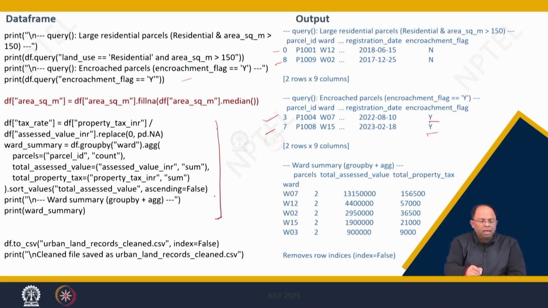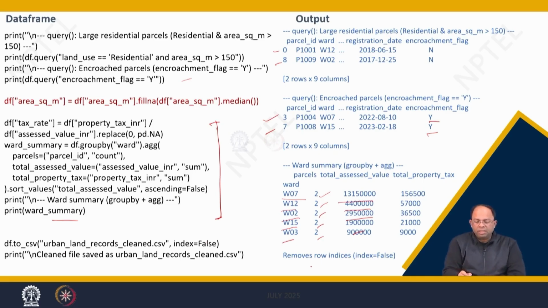And finally we come to the ward summary, that is the aggregate function. After I have done all this, I can print the ward summary, where I am grouping by and then summing up based on the assessed value and so on. So overall you can see for each ward, which is not repeating, we get the number of values for that and the summed up assessed value of the property. And that is what we have given you, and finally we are saving this value to urban_land_records_clean.csv.